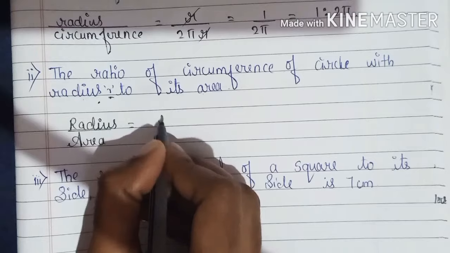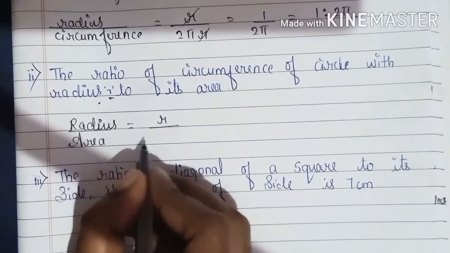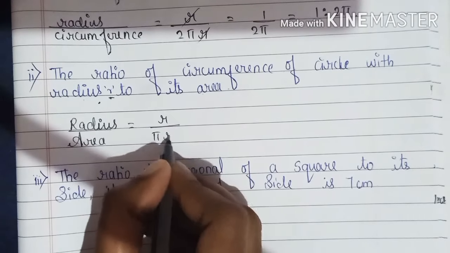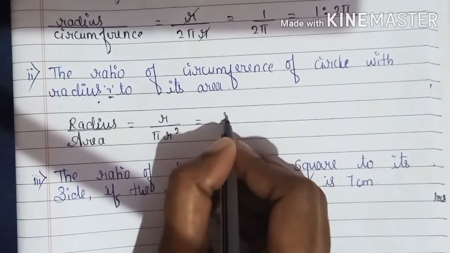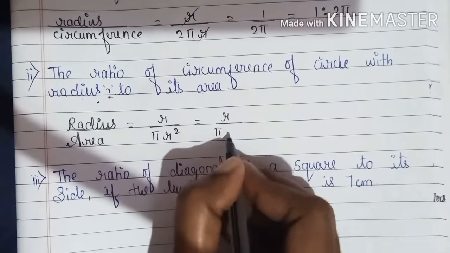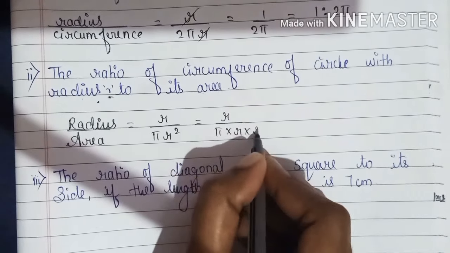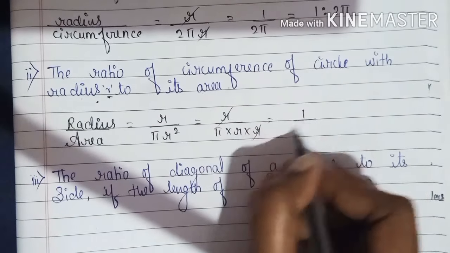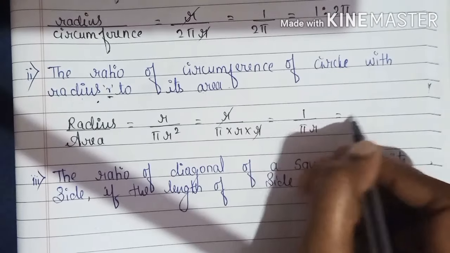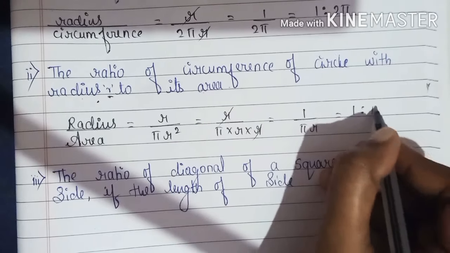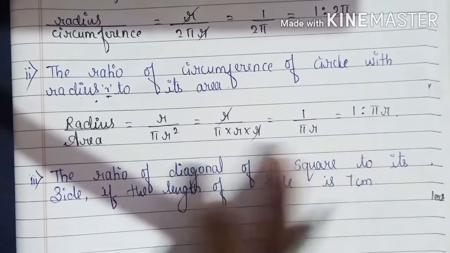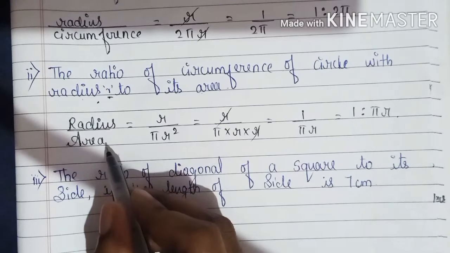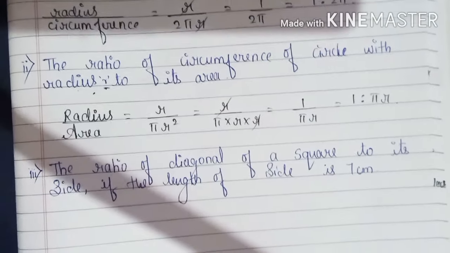Radius is r and the area of a circle is pi r square. So this can be written as pi multiplied by r into r. So this r will get cancelled. Now what is left? 1 upon pi r. So the answer will be 1:pi r. So this is the ratio of radius to its area.